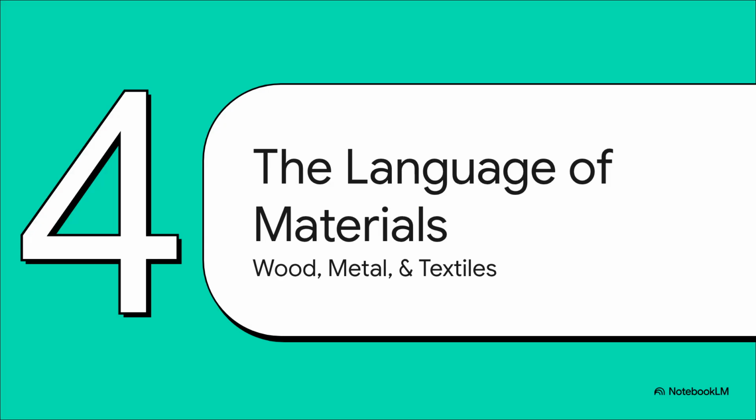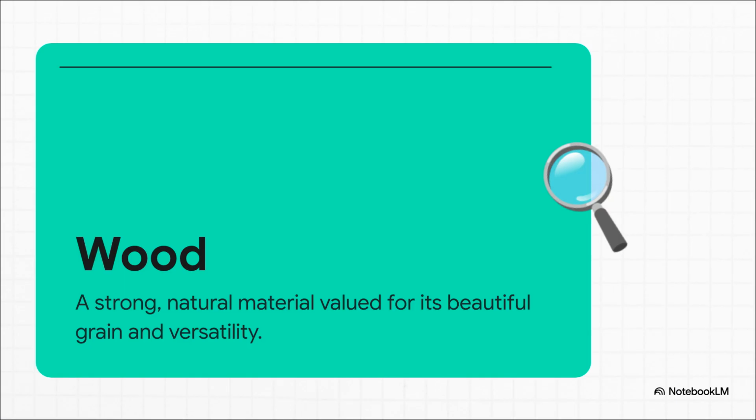So let's see how this actually plays out. We're going to look at three really common materials, and you'll see that each one has its own unique properties, its own personality, and it speaks its own distinct language. First up, we've got wood. It's this amazing natural material that just instantly connects us to the outdoors. It's known for being strong, of course, but also for those beautiful, unique patterns called grain. I mean, no two pieces of wood are ever exactly alike.